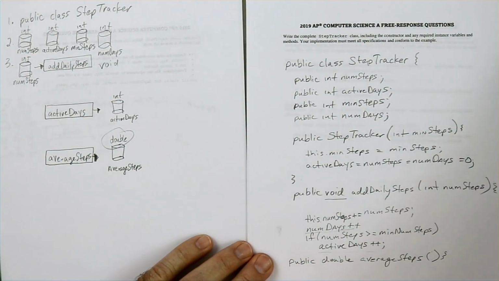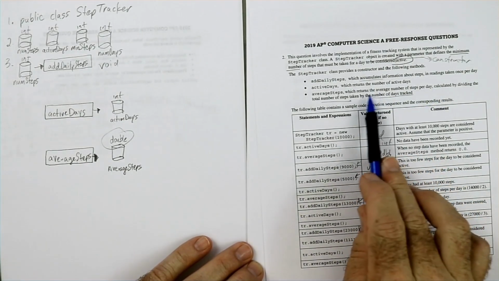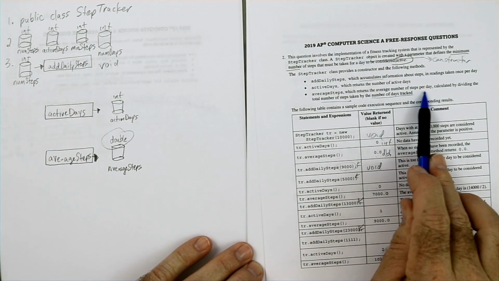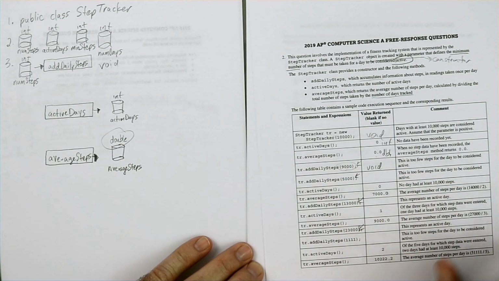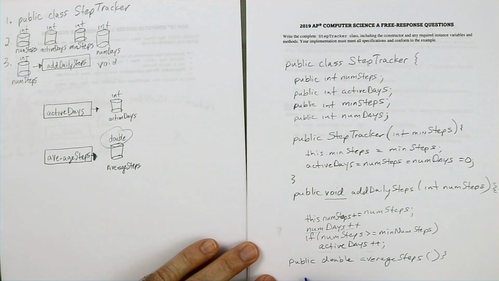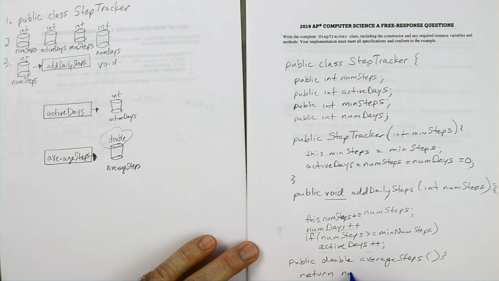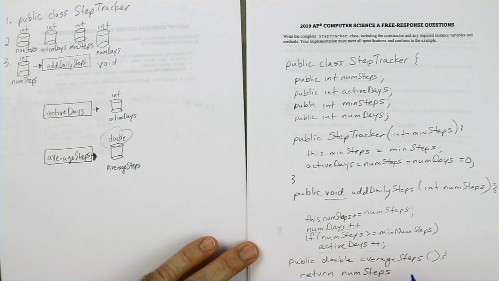And they told us right here how to calculate the average. It returns the average number of steps per day, calculated by dividing the number of steps taken by the number of days tracked. So this one's really easy. We're just going to return numSteps divided by numDays.